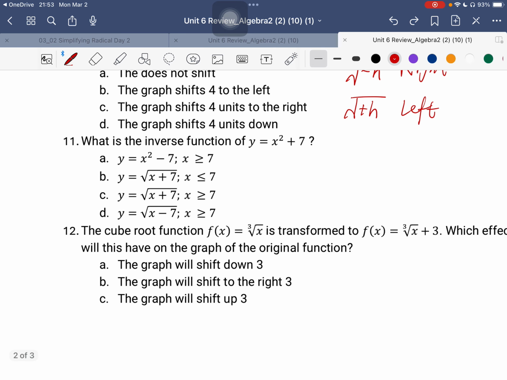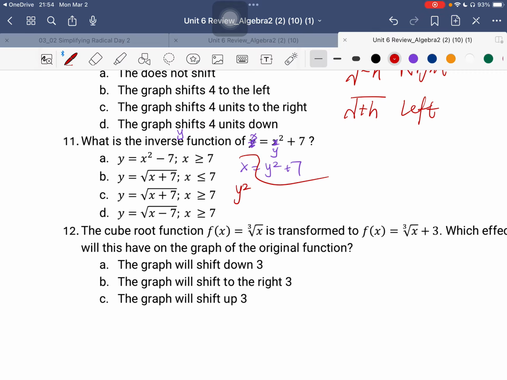Question 11. What is the inverse function? Okay, to find the inverse function, step 1 is to scratch out the y, become x, the x will become the y. Let's rewrite it. It'll be x equal y squared plus 7. And then I prefer to write what I'm solving for on the left side, because for inverse function, I'm solving for y. So I'll swap left and right.